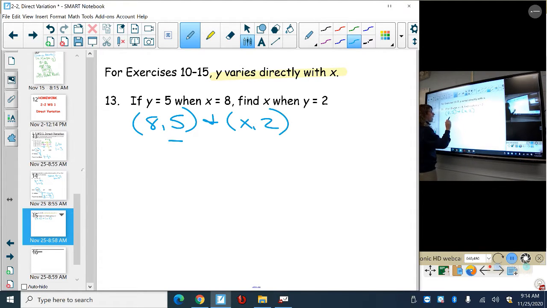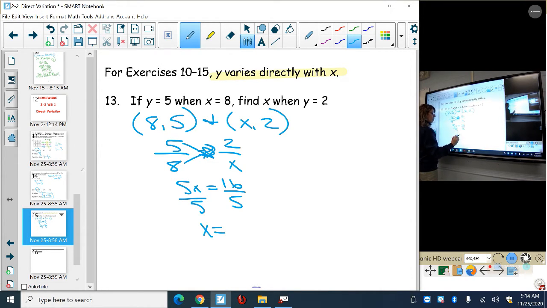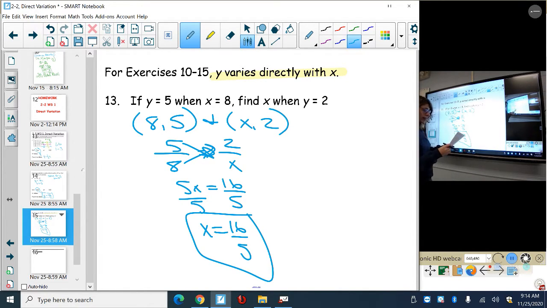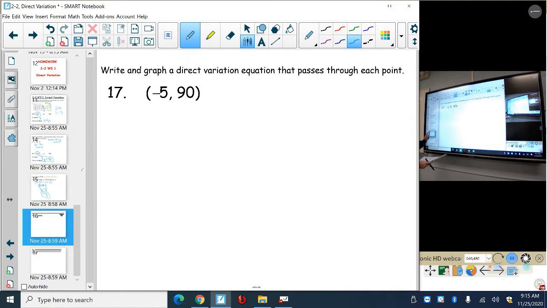So I'm going to have 5 over 8 is equal to 2 over x. Cross multiply and solve. Done. And that's how you're going to do 10 through 15. And I already did a couple of those in your notes, so I'm not going to do any more of those because of that.